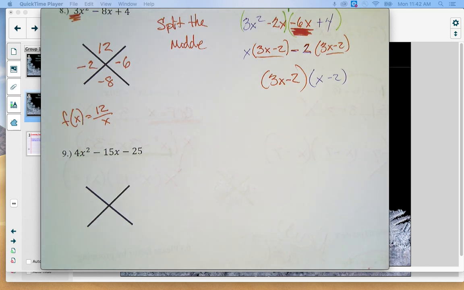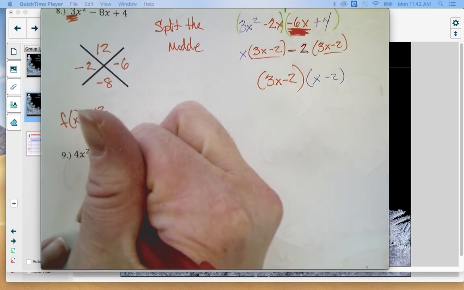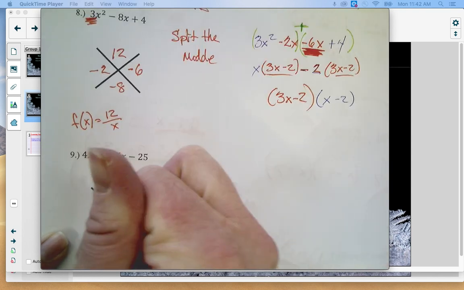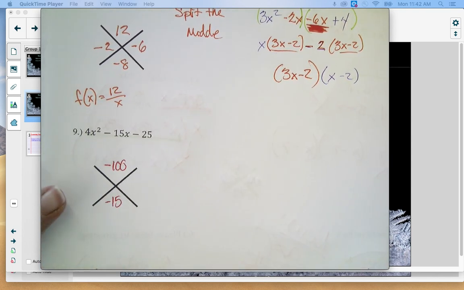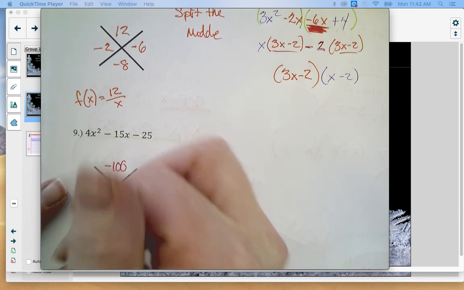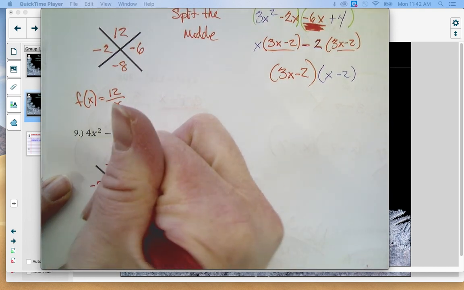All right, let's do a check-in to figure out where you are, where you're getting stuck, so we can help you through that next step. So first of all, what goes on the top of the x? Negative 100 and negative 15. What two numbers did you find that multiply to give you negative 100 and add to give you negative 15, Jake? Negative 25. Negative 20 and positive 5.